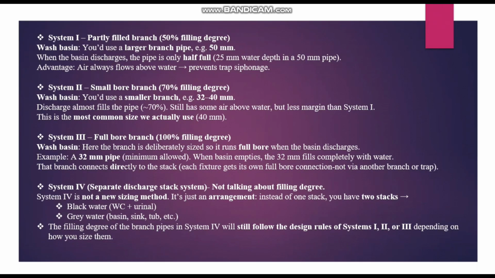Now coming to the differences. System 1, as I told you, is only a partly filled branch, that is only 50% filling degree. So you would use a larger branch pipe, for example 50 mm for the wash basin. In the wash basin, half of the pipe is water filled and half of the pipe is air. When the wash basin discharges, the pipe is only half full, so 20 mm water depth in the 50 mm pipe.